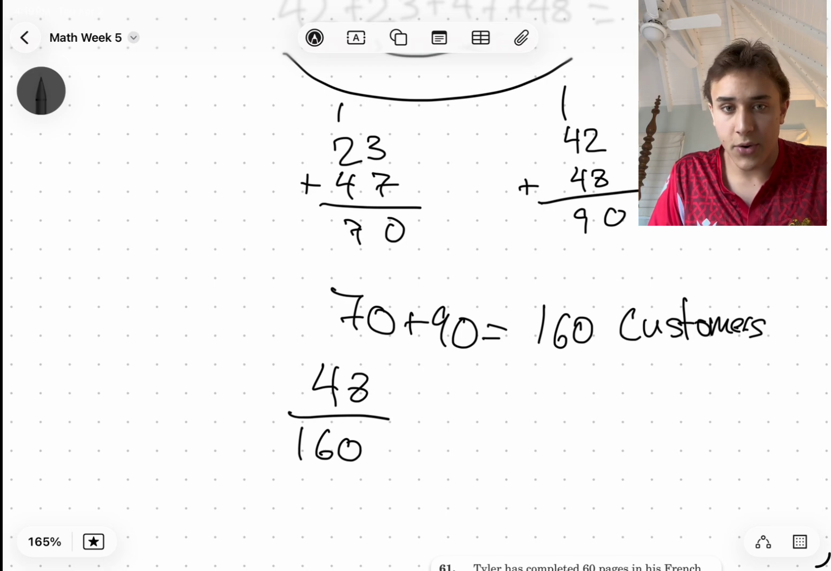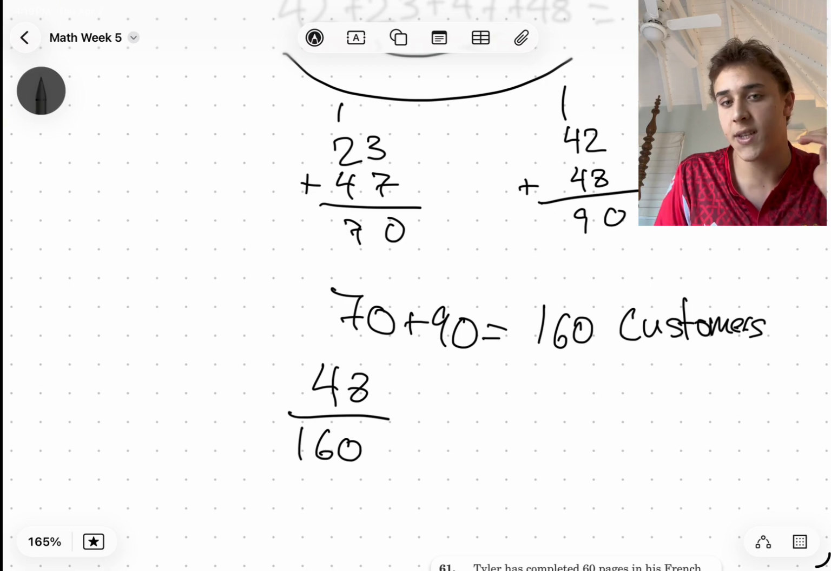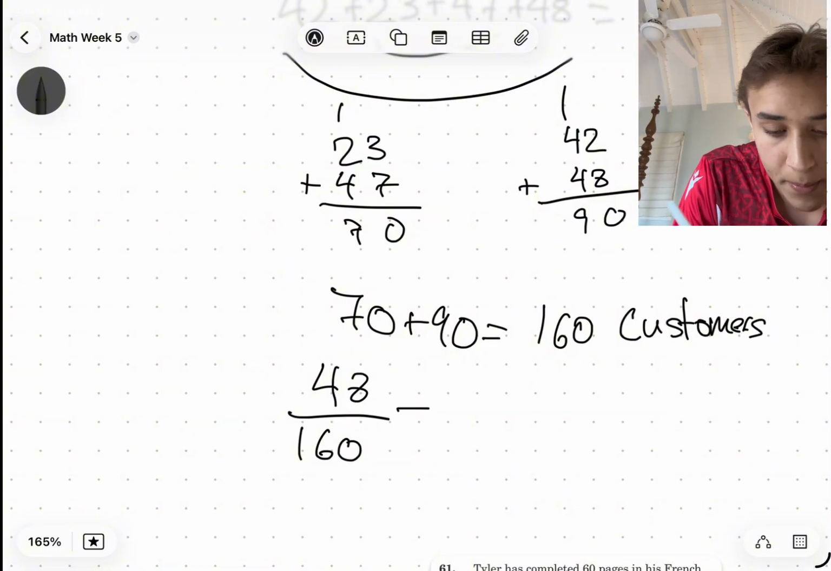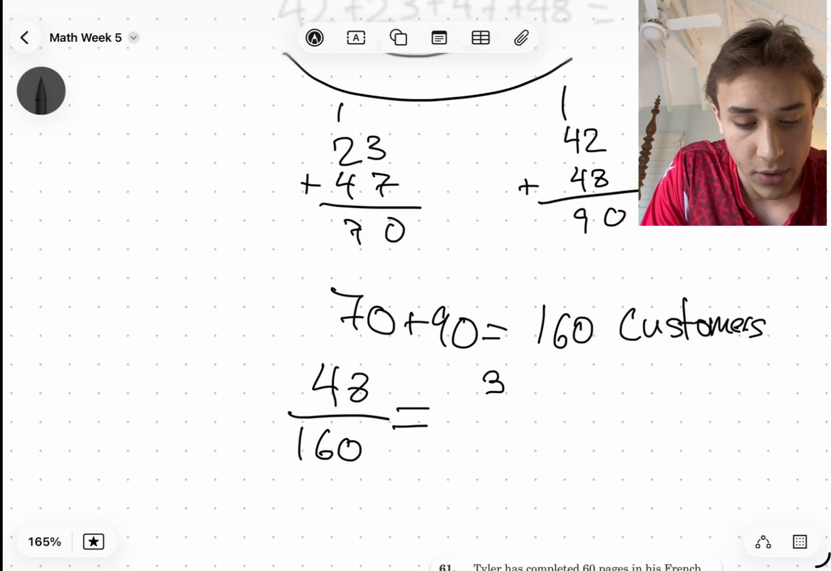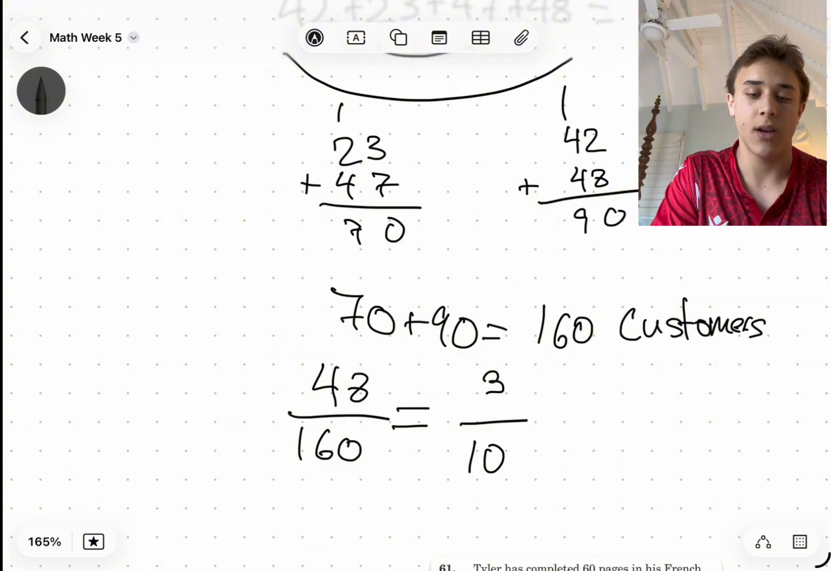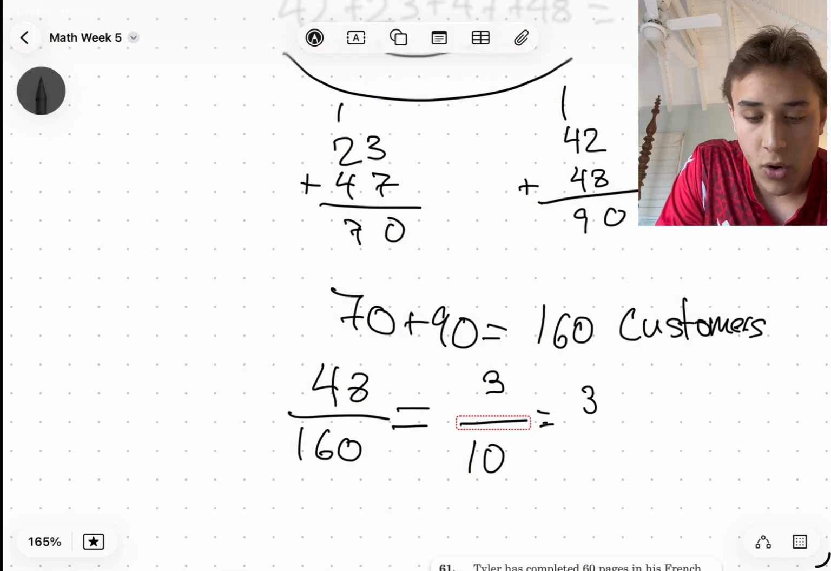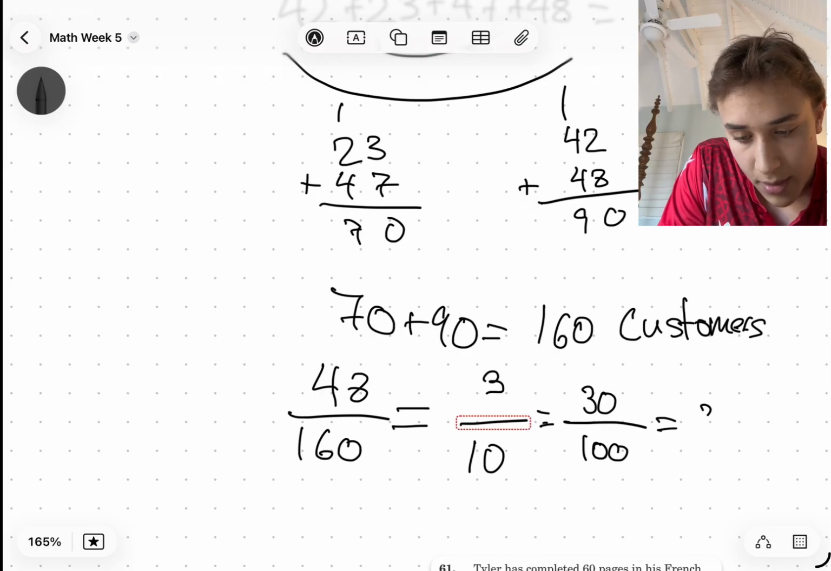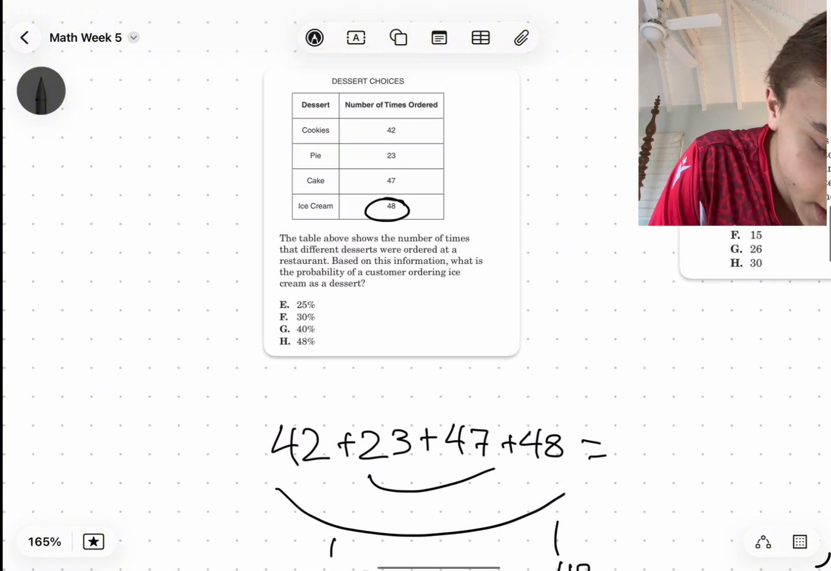So the first thing you can notice is that 48 and 160 are both divisible by 16. So if we divide both of them by 16, we get that this is equal to 3 over 10, because 48 equals 3 times 16 and 160 equals 10 times 16. And then if you multiply both of those by 10, that becomes 30 over 100, which is 30%. So the probability of a customer ordering ice cream is 30%, which is answer choice F.